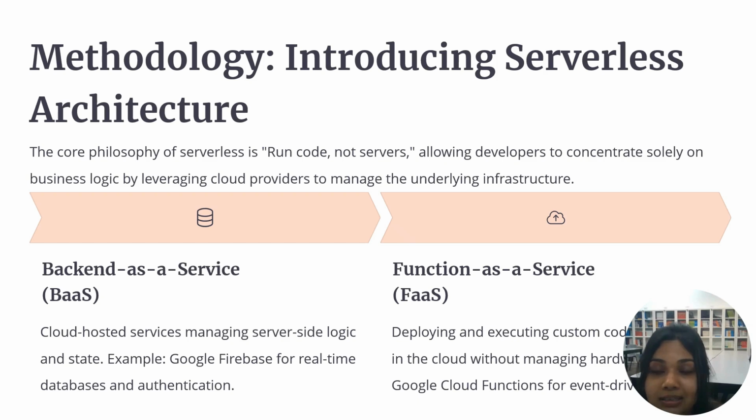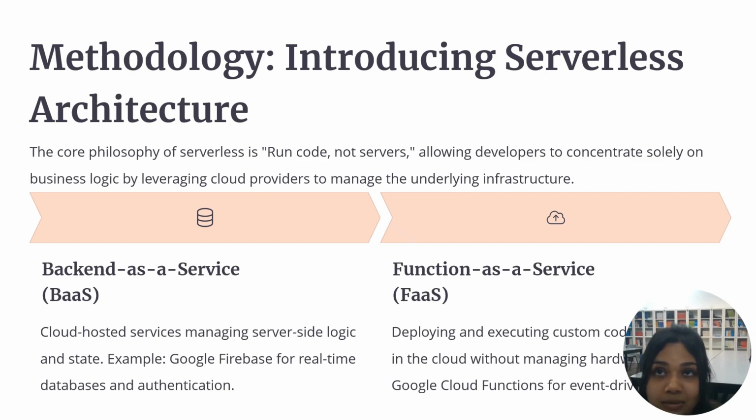And this is the major shift in this methodology. That is, we are moving from manual infrastructure management to an automated event-driven execution. And in serverless architecture, we are discussing two main models, that is BaaS, backend as a service, and function as a service.